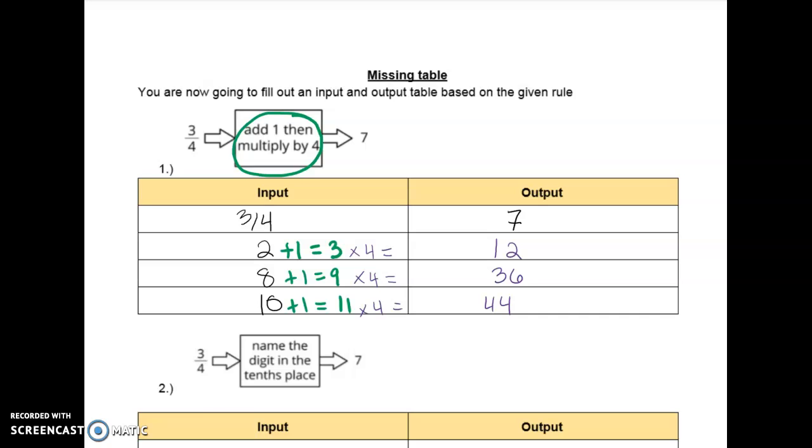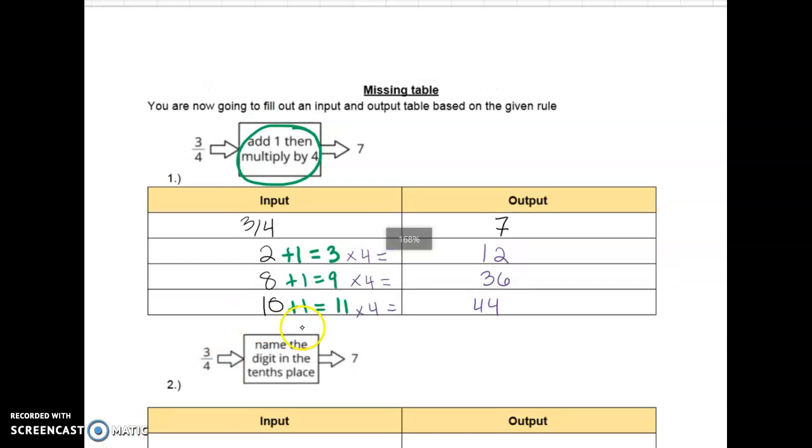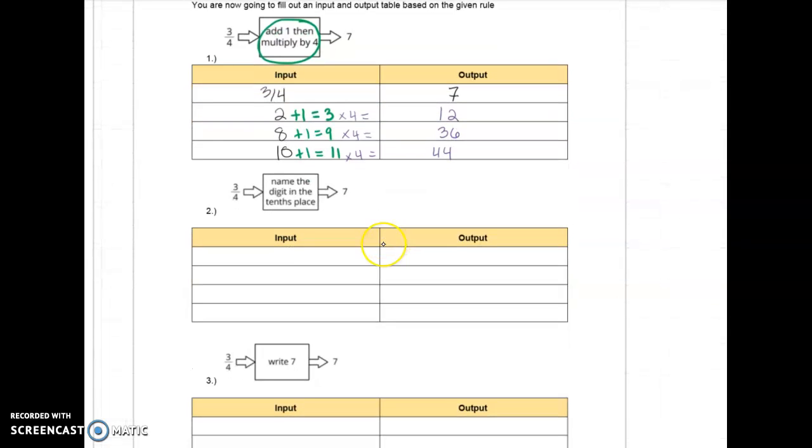So now what you're going to do for the rest of these is you are going to choose your own input and make sure that you follow what the output is telling you. So it says name the digit in the tens place. So for these ones, 3 over 4 is actually 0.75, and the tens place is the first one after the decimal. So I would choose fractions such as like 1/4, 1/3, 2/6, anything like that to figure out what the number will be in the tens place.